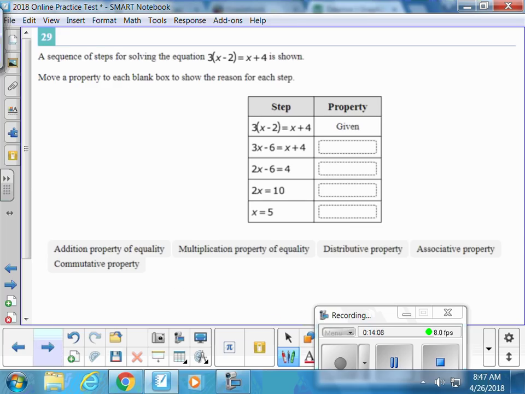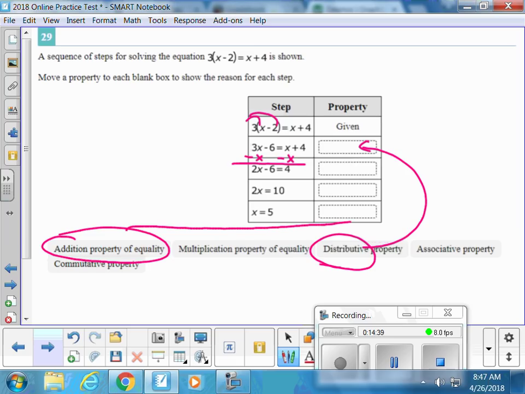All right, so they are solving this equation. It looks like the first thing they're doing is taking this 3 and distributing. So you would go with the distributive property in this box. The next thing they're doing is subtracting this x over to the other side. Now there's not really a subtraction property of equality, so you have to think subtracting is the same thing as adding a negative. So the addition property of equality is what they wanted for the second box.